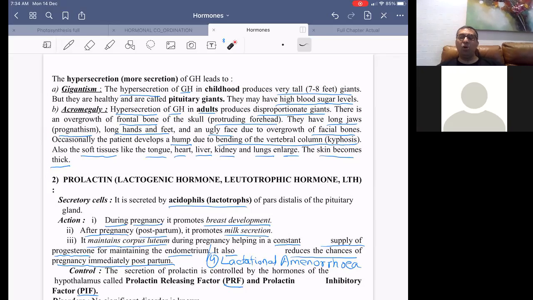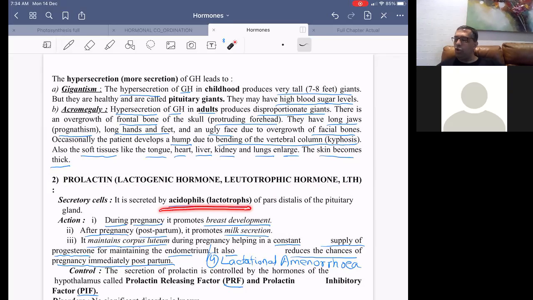If you see a patient with acromegaly, you will really be touched. What a horrible, horrible appearance a patient with acromegaly has. So this is a very crucial hormone, very versatile hormone called as growth hormone. Then we have prolactin. Prolactin, also called as lactogenic hormone, also called as lutetropic hormone, it is secreted by acidophils, which are lactotropes.